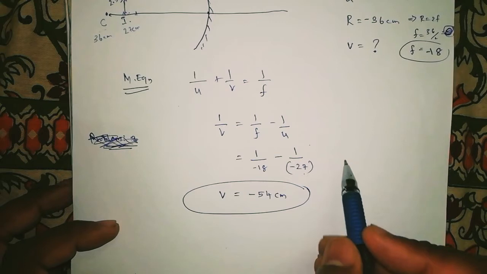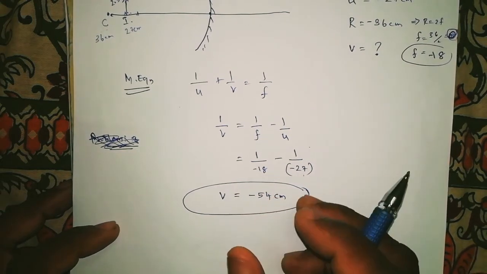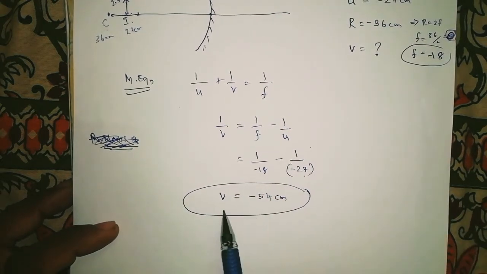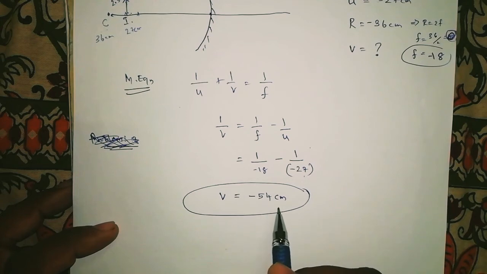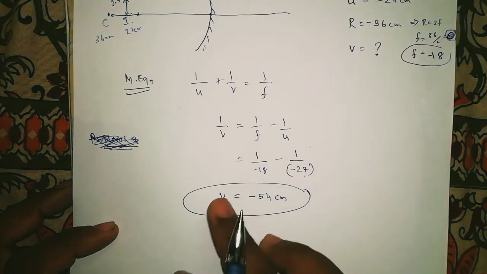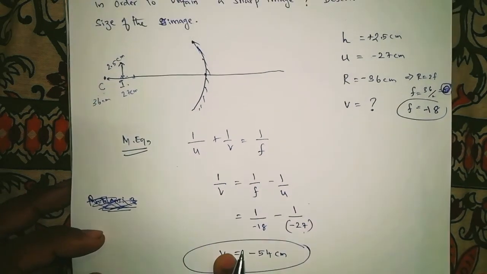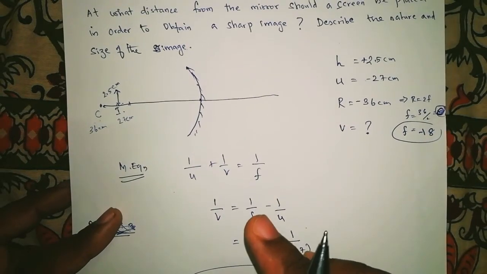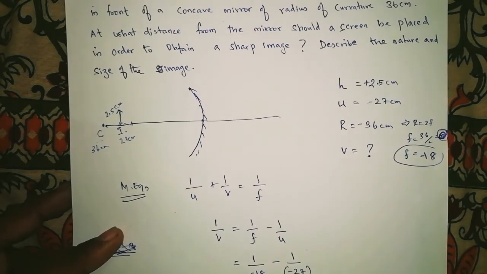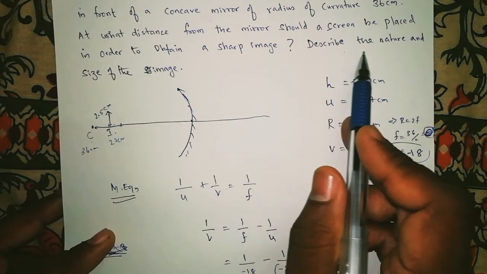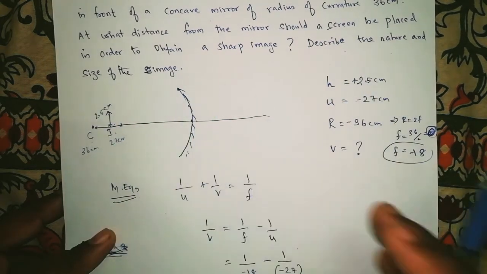I think this is a simple equation, when from 6th standard you are learning this. So v is equal to minus 54 centimeter. Up to this we find only v, that means the image distance only. And the question is, describe the nature and size of the image.